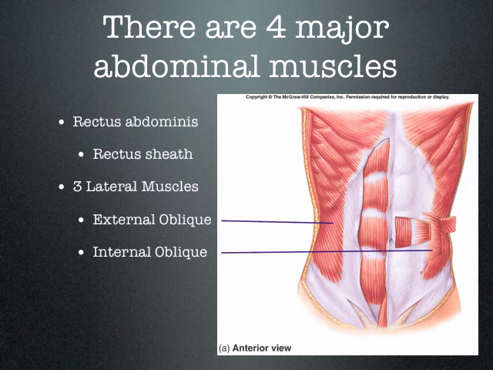I got a muscle to go this way, I got a muscle to go this way, I got a muscle to go this way, right? So I'm building in the ability to just twist and turn and pull and bend my torso in many, many different ways.